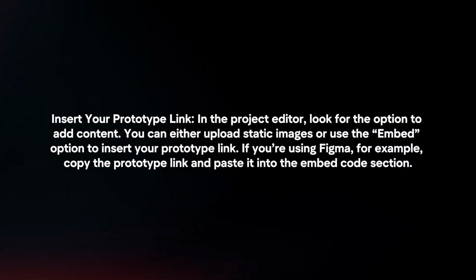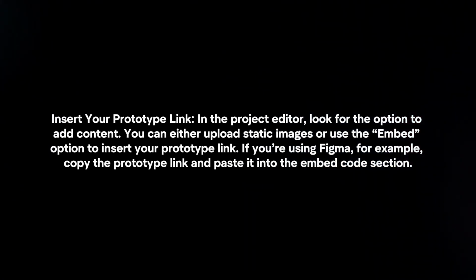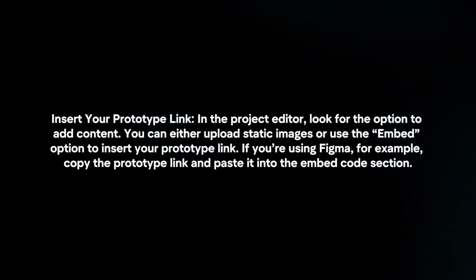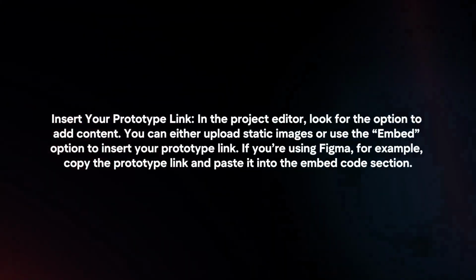Insert your prototype link. In the project editor, look for the option to add content. You can either upload static images or use the embed option to insert your prototype link. If you're using Figma, for example, copy the prototype link and paste it into the embed code section.